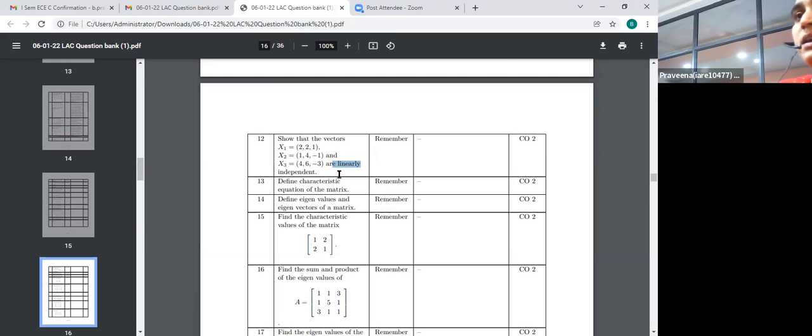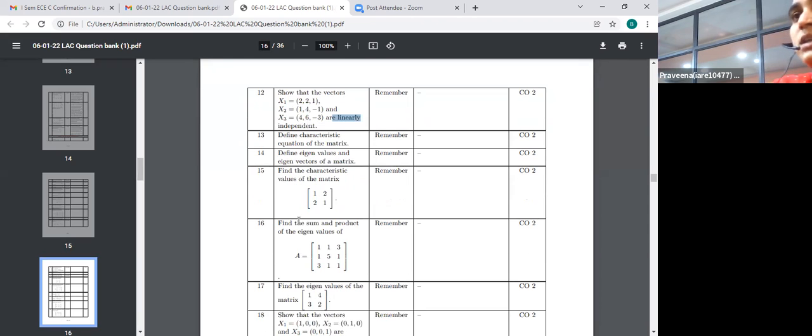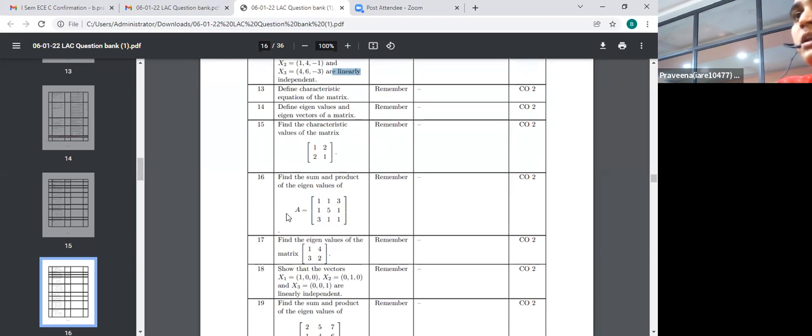Okay? Next, 13th question, define characteristic equation of the matrix. Just simply what they are asking for the 13th question, definition of the characteristic equation. Already it is there in your notebook. Okay, next 14th question, define eigenvalues and eigenvectors of the matrix. These definitions are also there. And the 15th question, find the characteristic values of the matrix. Characteristic values means what? Eigenvalues only. That is 15th question.